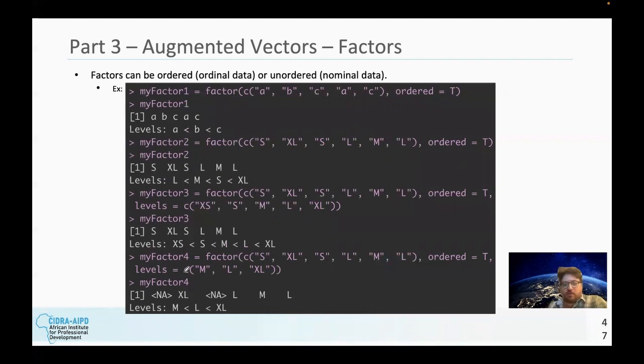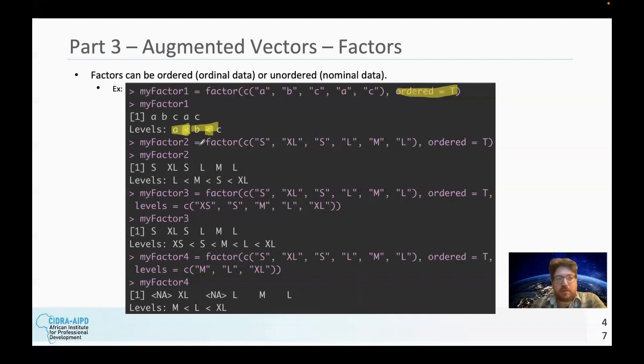A factor can either be ordered or unordered. So think about different data types that can either be ordinal or nominal. Like small, medium, large, that's an example of ordinal data. When you're declaring a factor, you can say ordered equals true if you want that factor to be an ordered factor. If you leave that argument out, the default is false. So by default, factors are not ordered. And when you look at a factor, you see these little less than signs. That's telling you that this is an ordered factor. So there's some order to the levels. A is less than B, B is less than C.